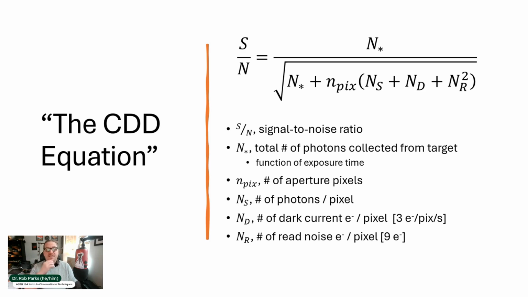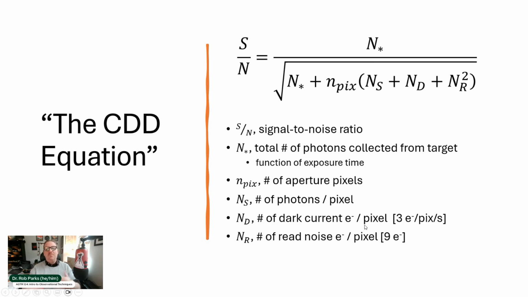And S, I forgot to put that in. NS is basically the number of photons you get from the sky. So that is a sky brightness. That is photons per pixel, or counts per pixel. ND is the dark current, which in this case is simply the electrons per pixel.